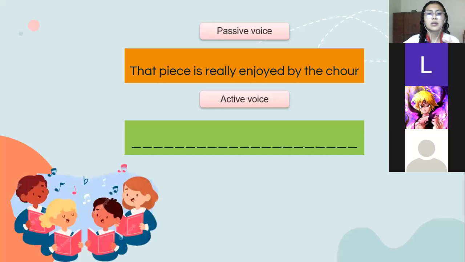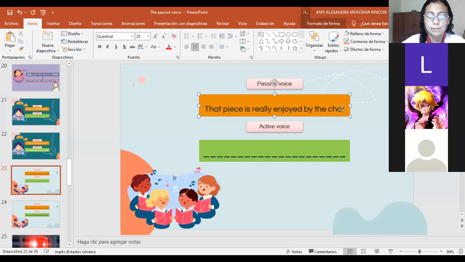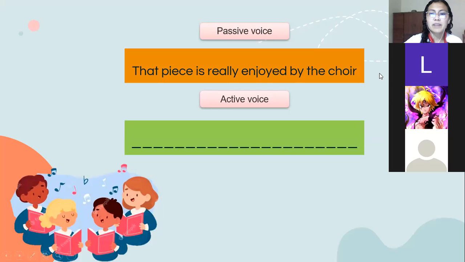So now, ya sabemos cómo convertir una frase activa en pasiva, pero ¿sabemos pasar de voz pasiva a voz activa? Vamos a averiguarlo. So here we have a sentence. That piece is really enjoyed by the choir. Sorry, there is a mistake. So here we have the passive voice of this sentence. Passive voice.